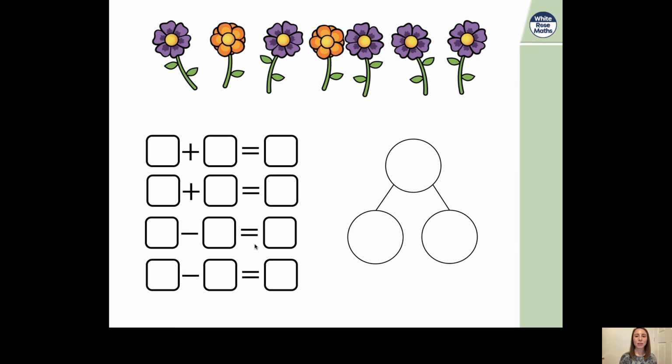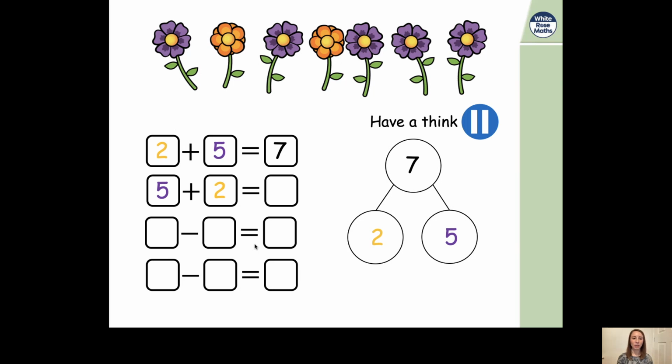Okay, so I've got some flowers at the top of my screen and I've got 1, 2 orange flowers, so 2 goes in one of my parts, and I've got 1, 2, 3, 4, 5 purple flowers, so 5 goes in my other part, and I know that 2 add 5 equals 7. Now I'm going to swap my parts around because I know I can do that for addition sentences, and I'm going to start with 5, add 2, and that also equals 7.